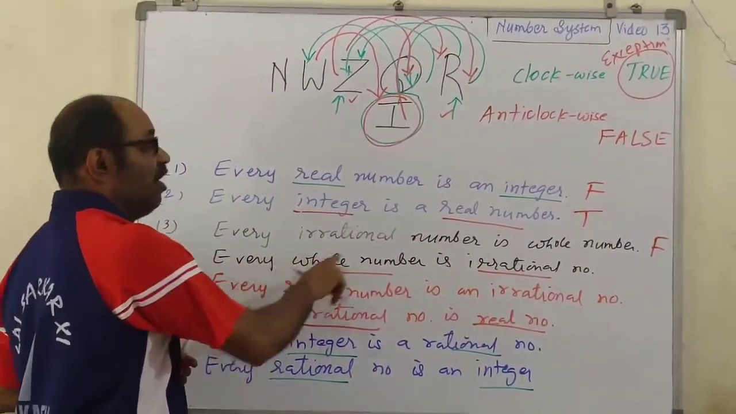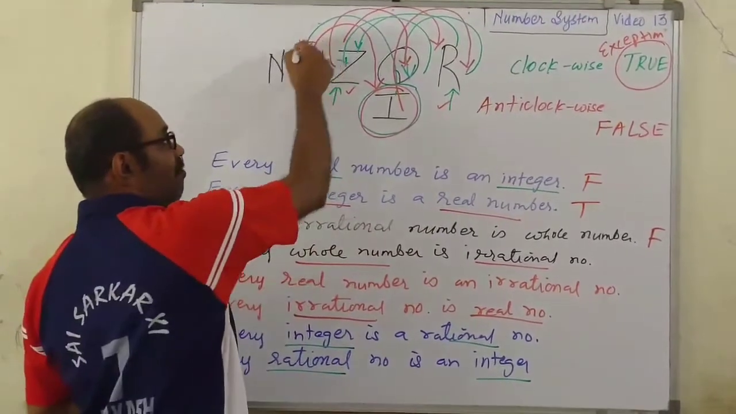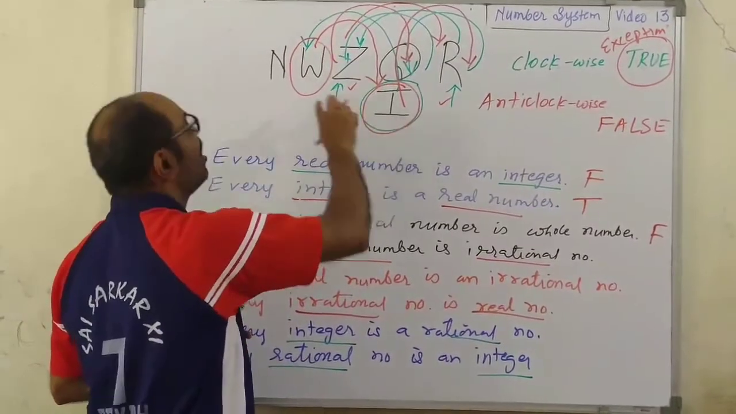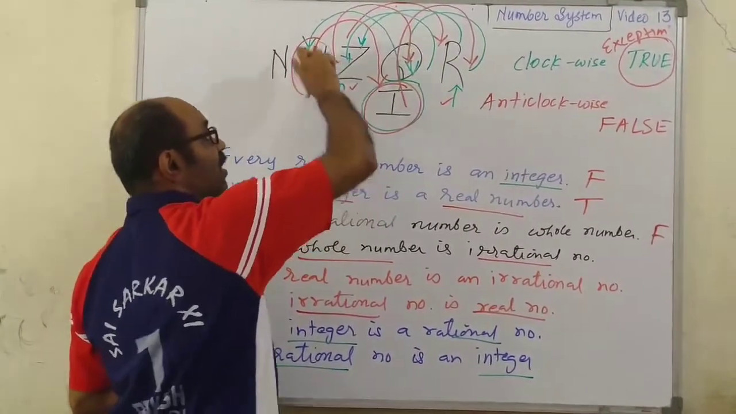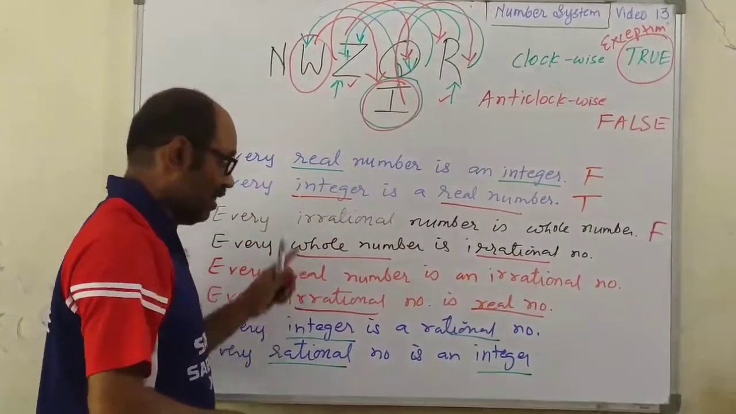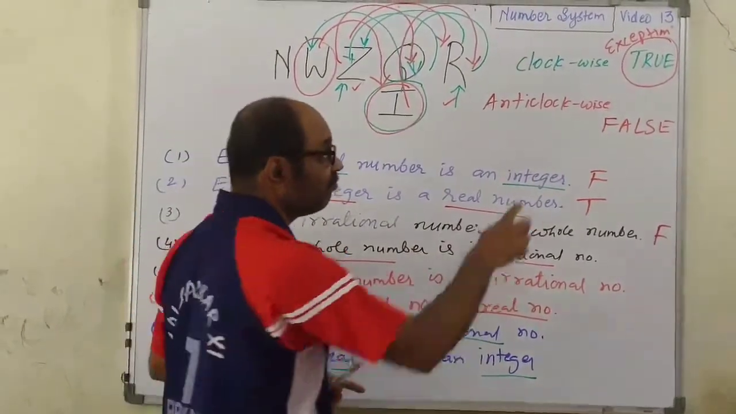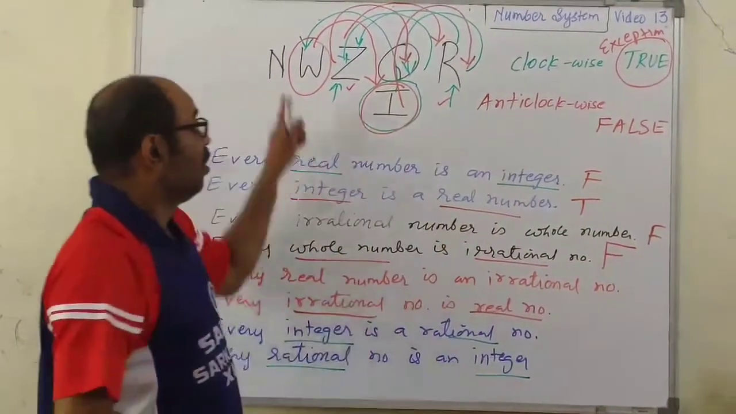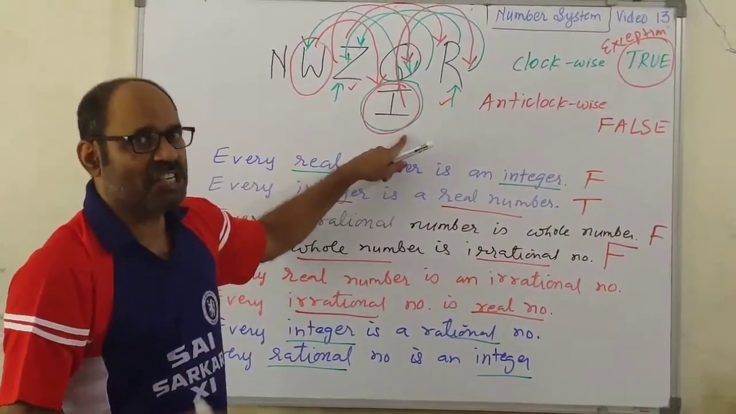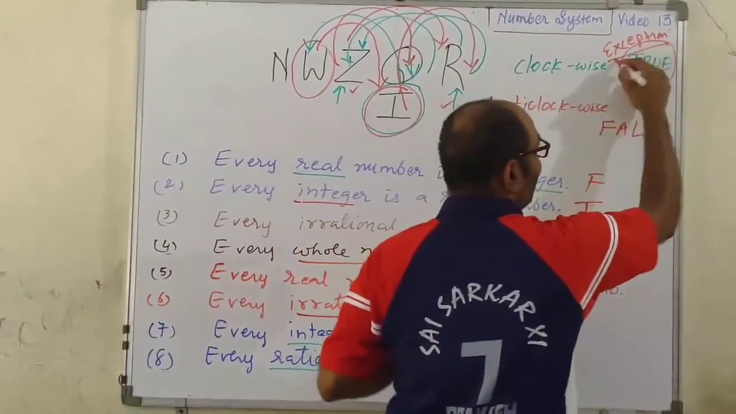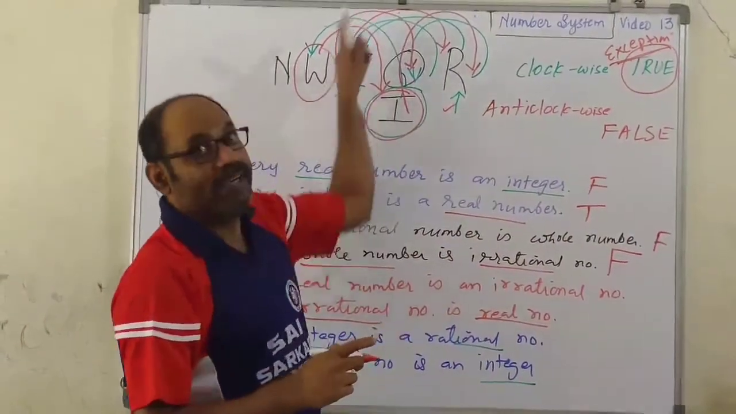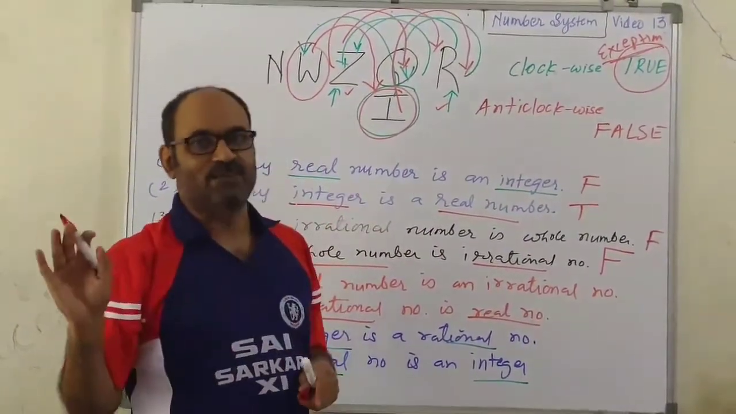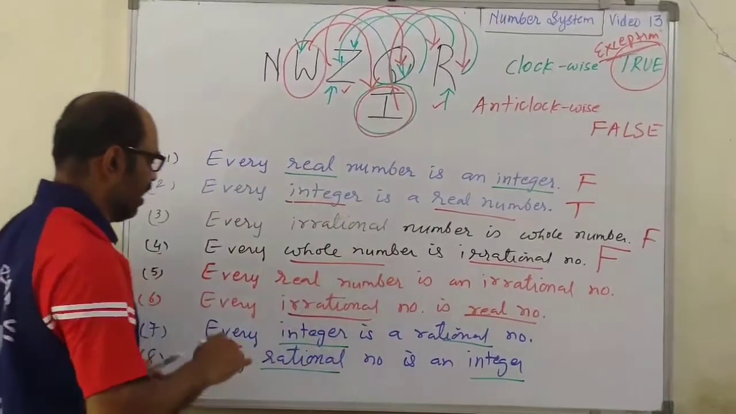Now next, every whole number is an irrational number. Whole number is here and irrational number here. That is clockwise. Clockwise is true, but this is false. Clockwise, if irrational is involved, that is the exception I talked about. Though it is clockwise, because irrational is involved, the statement is false. Okay? You have to keep this in mind.